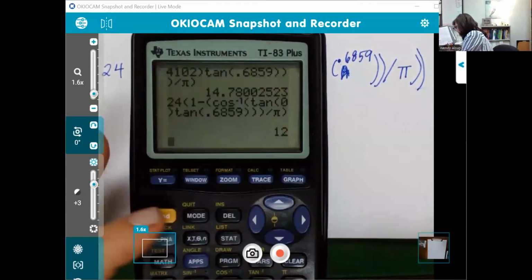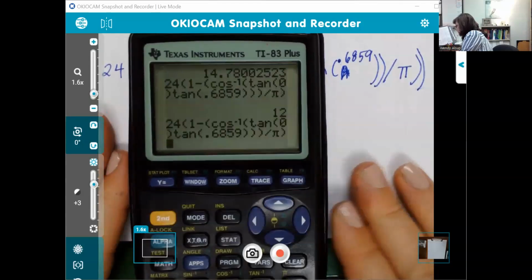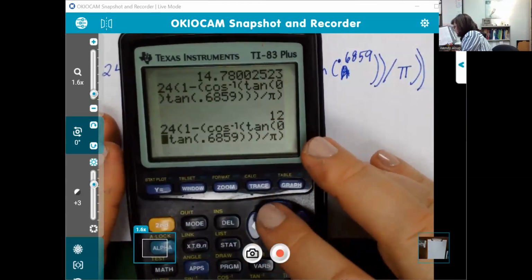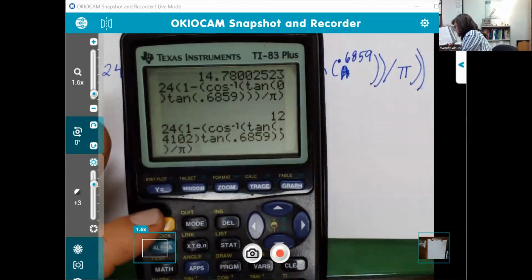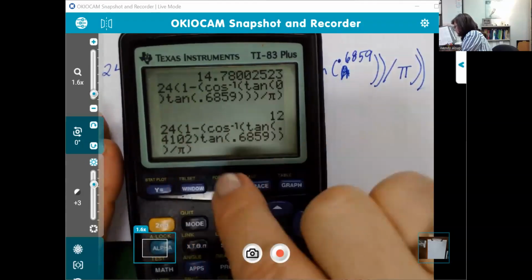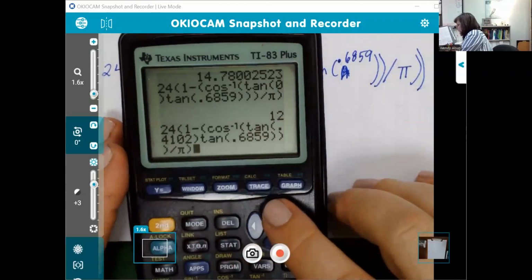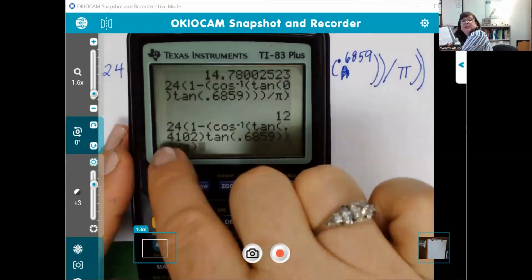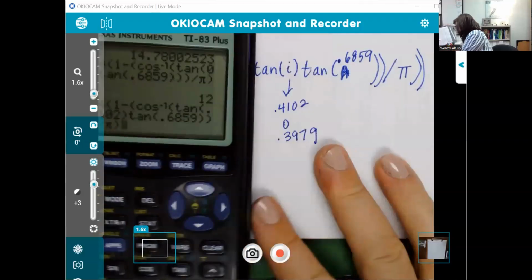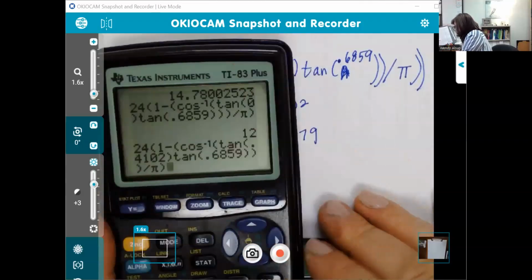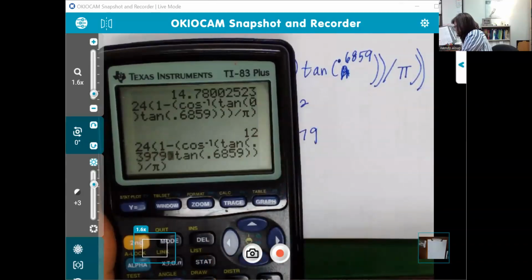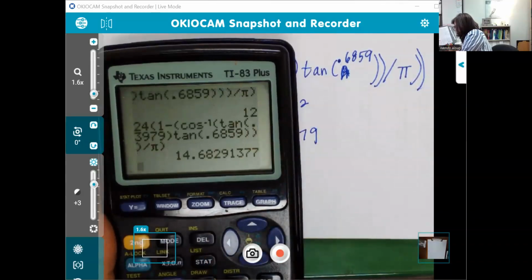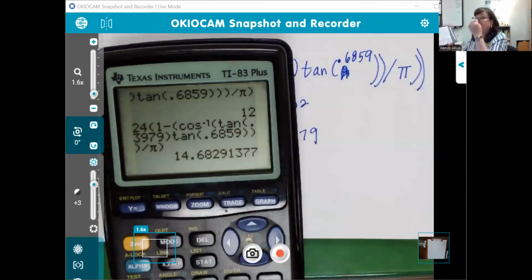So I'm going to do second entry again. But this time I'm going to change my, actually, let me do that, that's my original one. I did second entry twice and it took me back to the one with 0.4102, but now I want to put in 0.3979. All right, enter. And I get 14.68 hours.